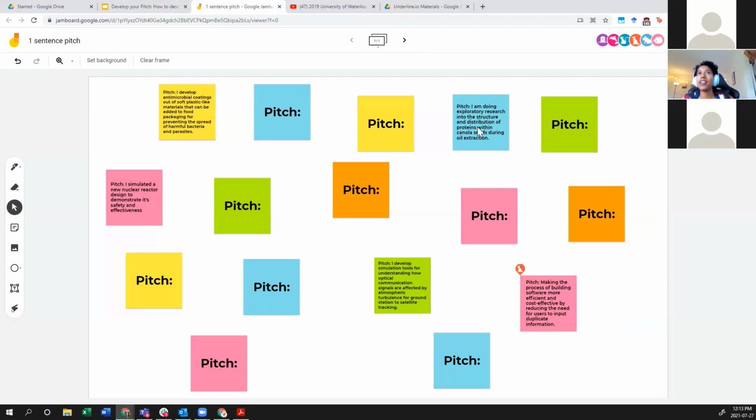Okay, pitch. I am doing exploratory research into the structure and distribution of proteins within canola seeds during oil extraction. Awesome, that's great. The only suggestion I would give for this one is, why are you doing it? I think I can speculate why you would be doing this kind of research, but I would end off this sentence with, for example, maybe to reduce costs, increase efficiency, something like that.